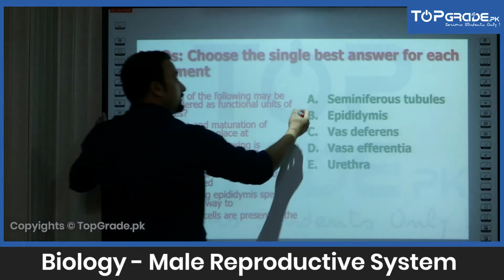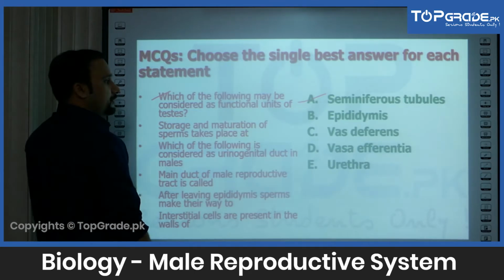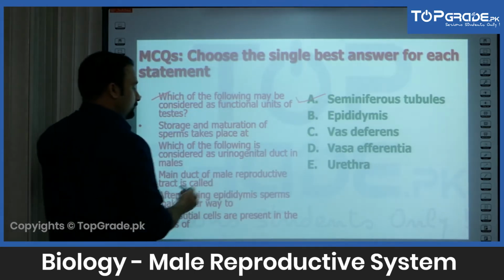So seminiferous tubules are known as the functional units of testes. So best response would be alpha.